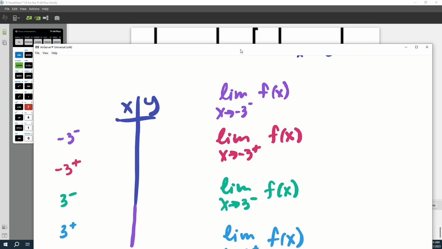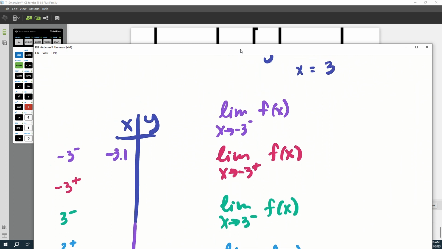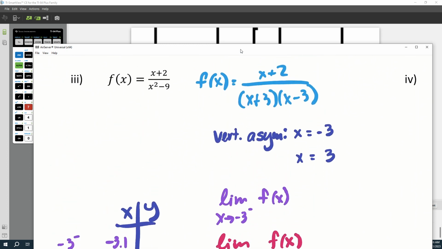Okay. So on the left side of negative 3, I'm going to put in negative 3.1. And I think it's probably about the same, but I want you guys to practice on putting this into a factored form because this is something that will come up quite a bit. But when I put negative 3.1 in for the numerator, what am I going to get? A negative.